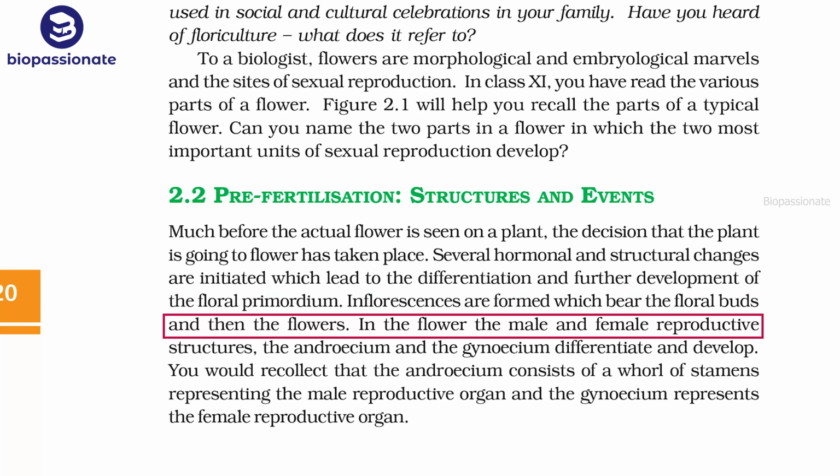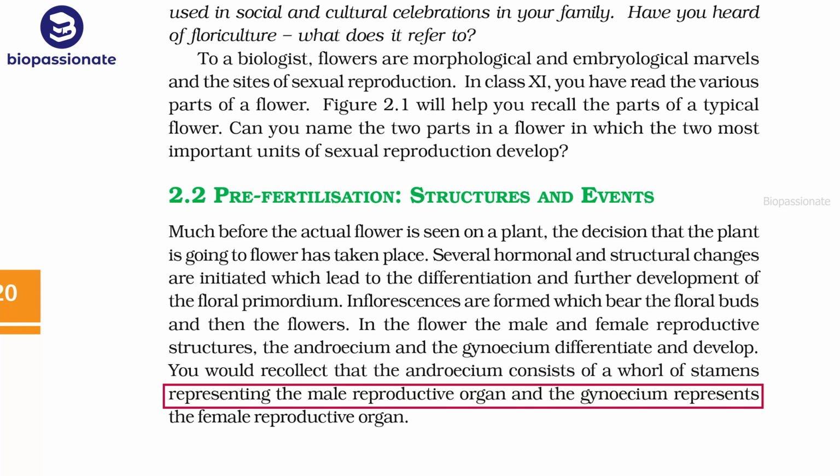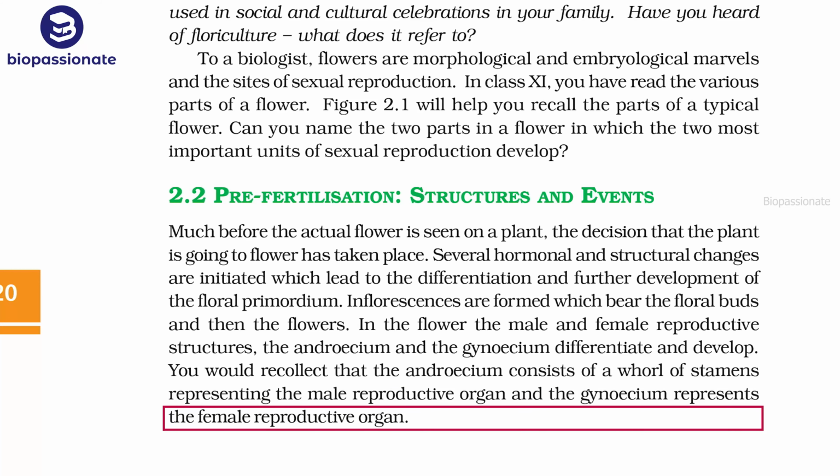In the flower, the male and female reproductive structures, the androecium and the gynoecium, differentiate and develop. You would recollect that the androecium consists of a whorl of stamens representing the male reproductive organ, and the gynoecium represents the female reproductive organ.